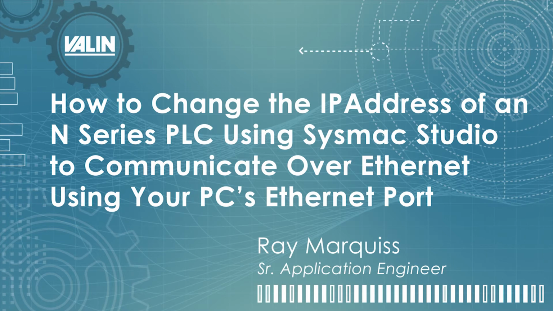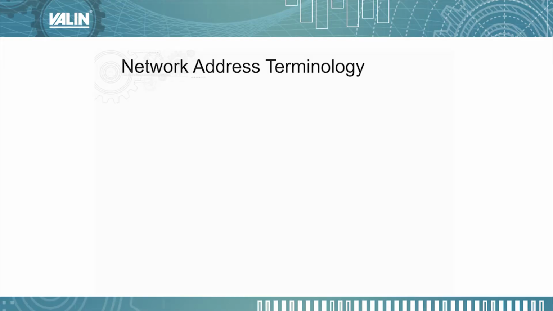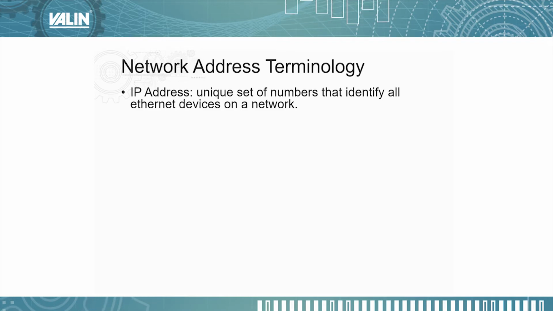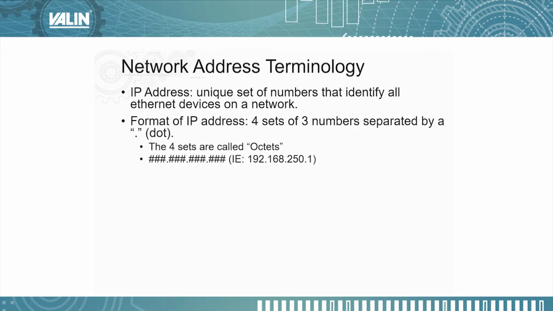To start out with, let's talk about some network address terminology. This is just very basic terminology. I'm not going to get into it, say anything too advanced. The main thing is we all need to be using the same word. So IP address. The IP address is a unique set of numbers that identify all the Ethernet devices on the network. Let's talk about the format of the IP address.